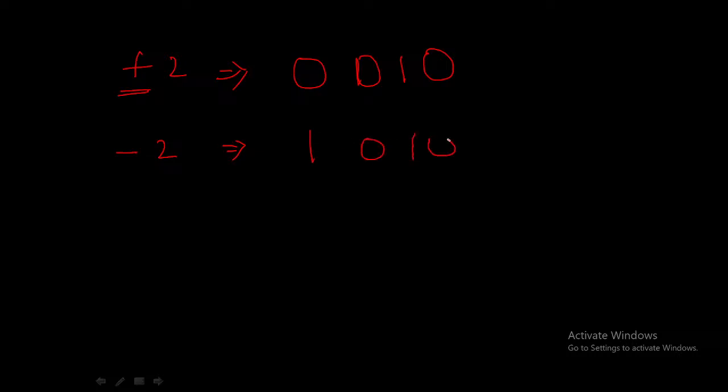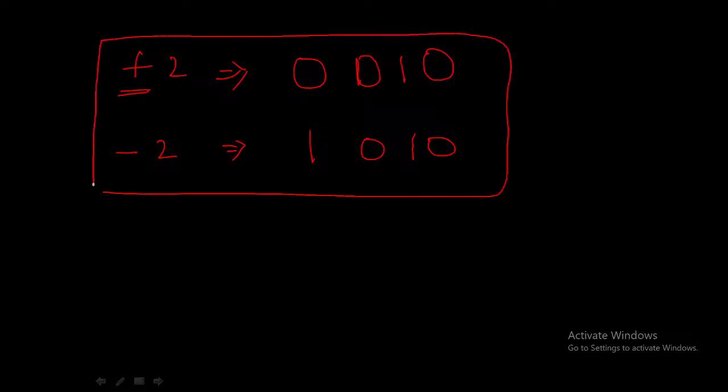If you want to represent plus 2, how do you do it? Plus is indicated by MSB 0, followed by the magnitude, which is 0 1 0. This is plus 2. And for minus 2, we write 1 followed by 0 1 0. So this is the sign magnitude representation of plus 2 and minus 2.